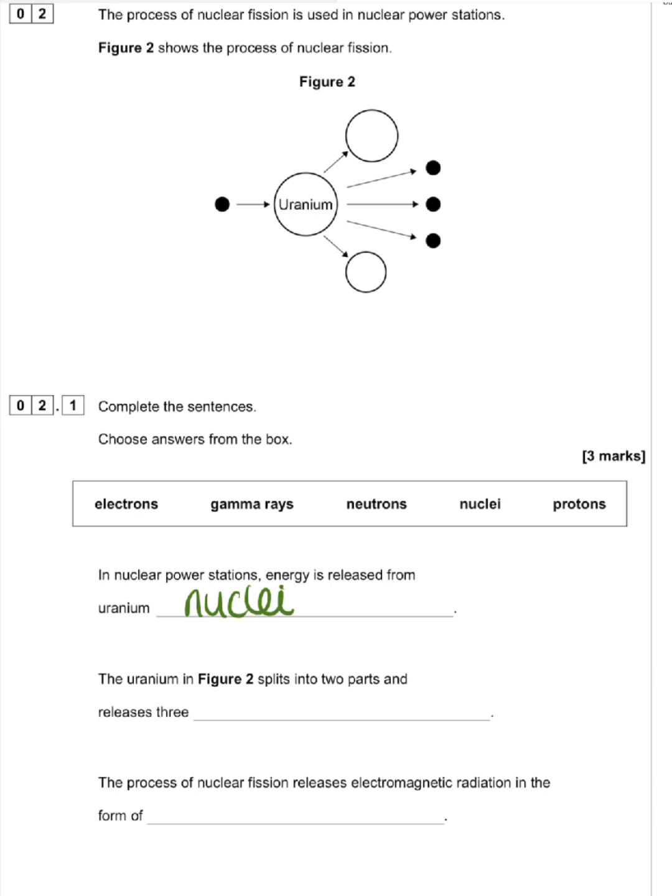The uranium splits into two parts and releases three. It is neutrons that are released at the same time as that fission process takes place. And electromagnetic radiation is released in the form of gamma rays.